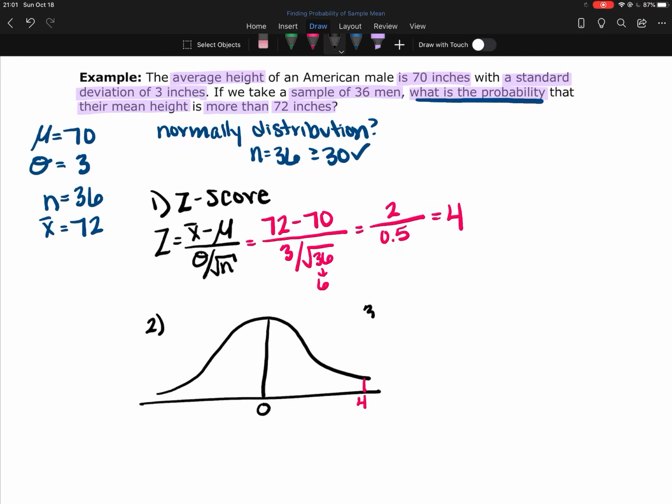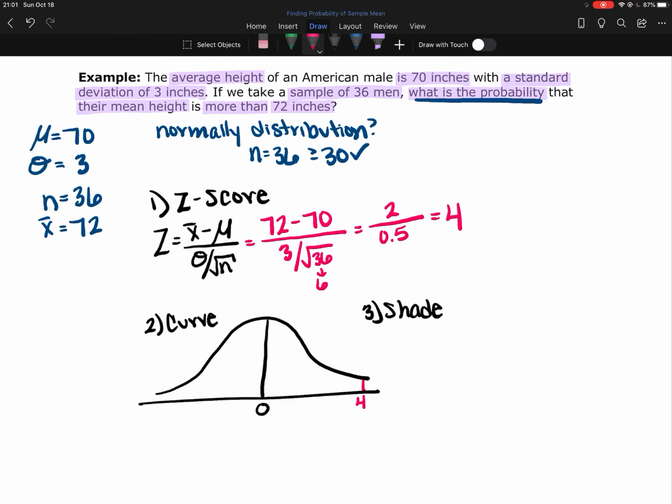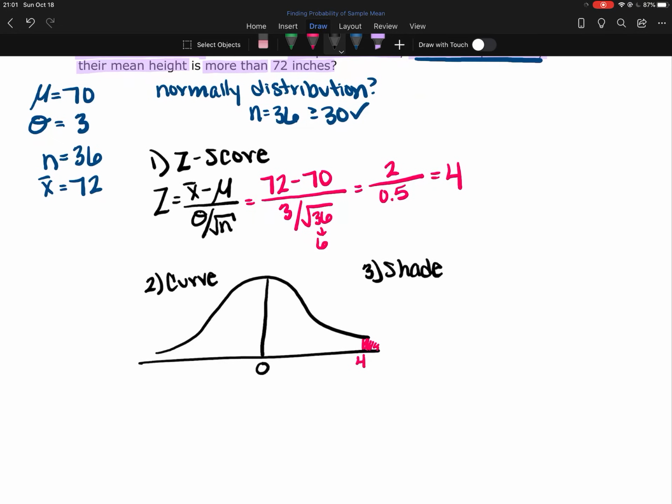And then step 3 is to shade our curve. Step 2 was to draw the curve. We want to know the probability that it is more than 72, so I'm going to shade more than 4. And then the last step is to find the probability using Excel.